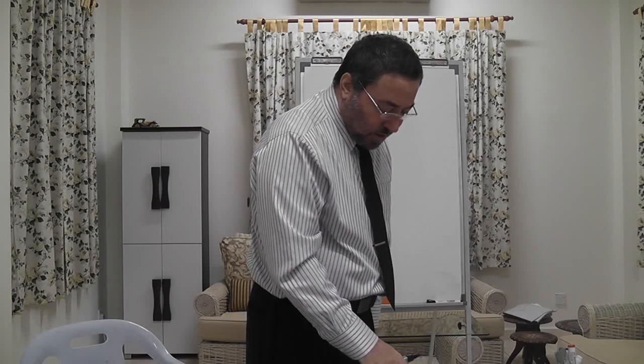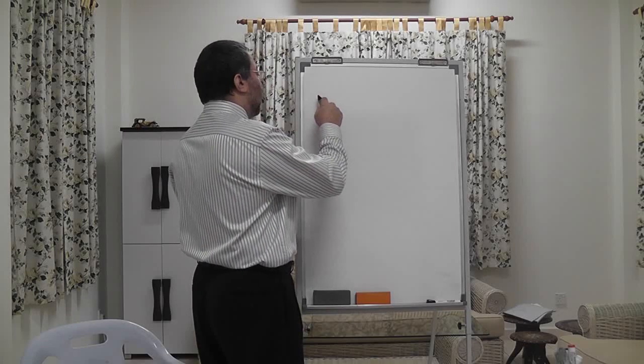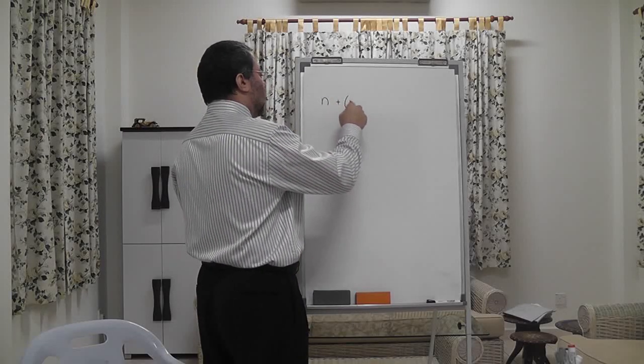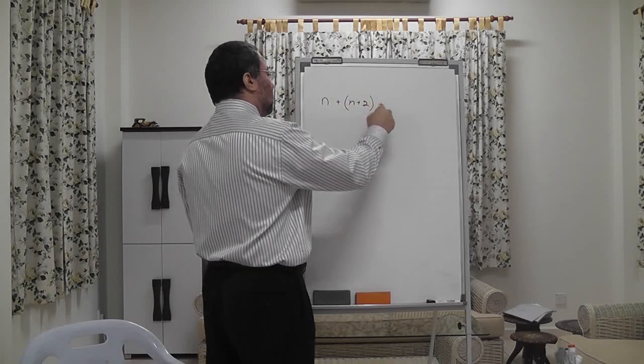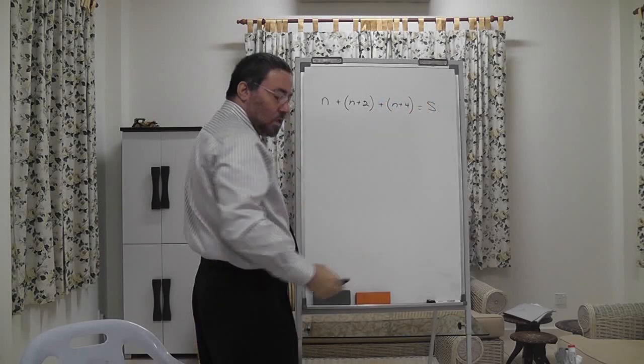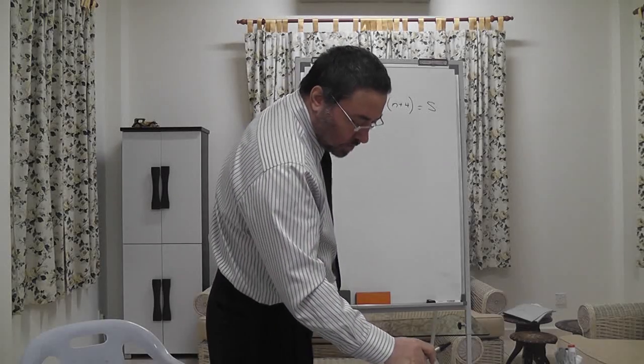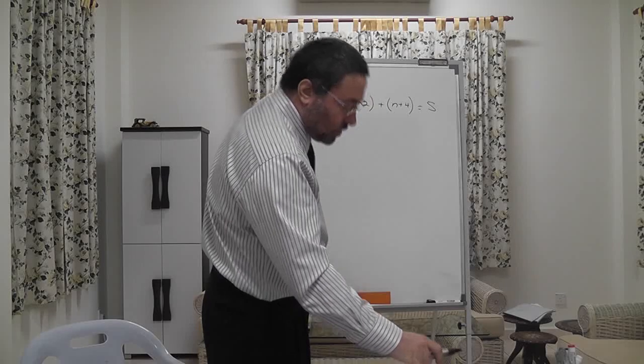Show that for all integers n, if n plus n plus 2 plus n plus 4, so here we have three integers. They may be odd or even, it doesn't matter, and their sum is s, so n plus n plus 2 plus n plus 4, and their sum is s. Show that in this case n equals s minus 6 over 3.